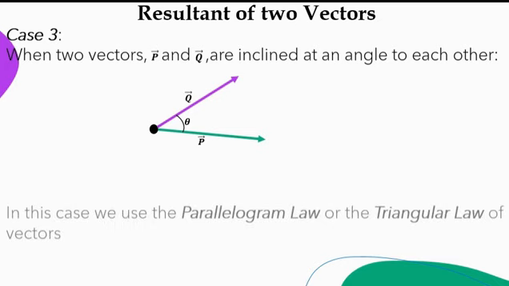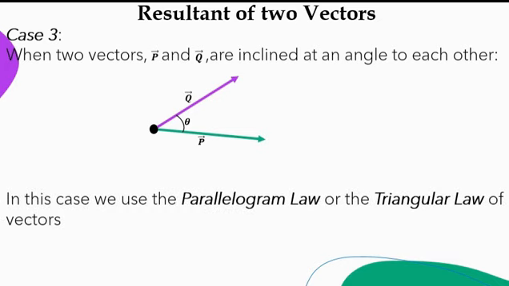This is where the use of the parallelogram law or the triangular law comes into play. Anytime you have two vectors inclined at an angle with respect to each other, you can use the parallelogram law of vectors or the triangular law of vectors to get the resultant. You can also use scale drawing, but like I did mention in lesson 1, scale drawing is not captured in the scope of our discussion in this series.